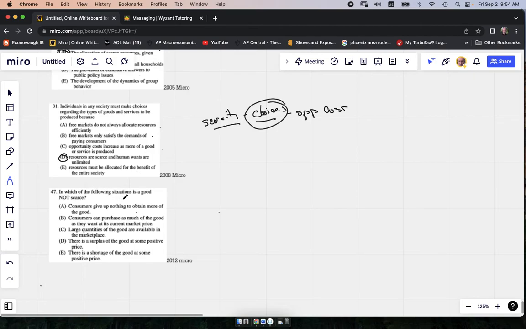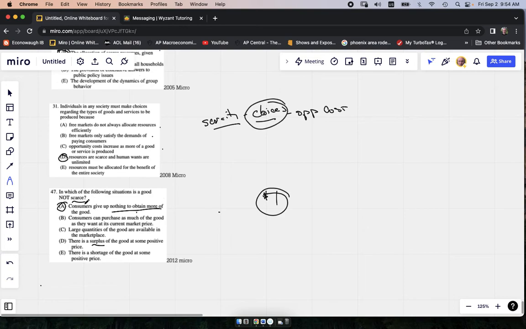In which of the following situation is a good not scarce? Consumers give up nothing to obtain more of the good. And we should know, we'll talk more about this later on, but there's a surplus of the good at a positive price. Even if there's a surplus, that doesn't mean that the good is not scarce. Even if the price is very low and I only have to pay $1 for it, that implies that it's still scarce. I have to give up something for it.